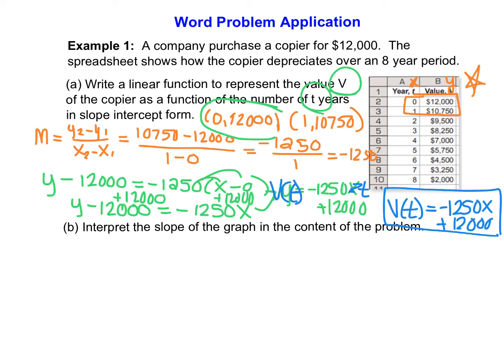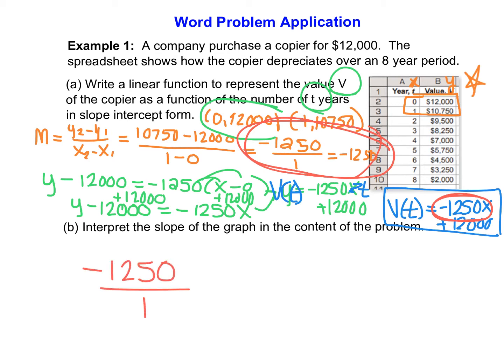This next piece says, interpret the slope of the graph in the context of the problem. So you can see the slope in two different places here. We calculated the slope here, and we can see the slope as the coefficient of x in our function. So this negative 1250 over 1 represents our slope. And the easiest way to interpret that is to first write it as a fraction so that you have a numerator and a denominator. So you'll see I'm leaving it here in the fraction form before I simplified it.